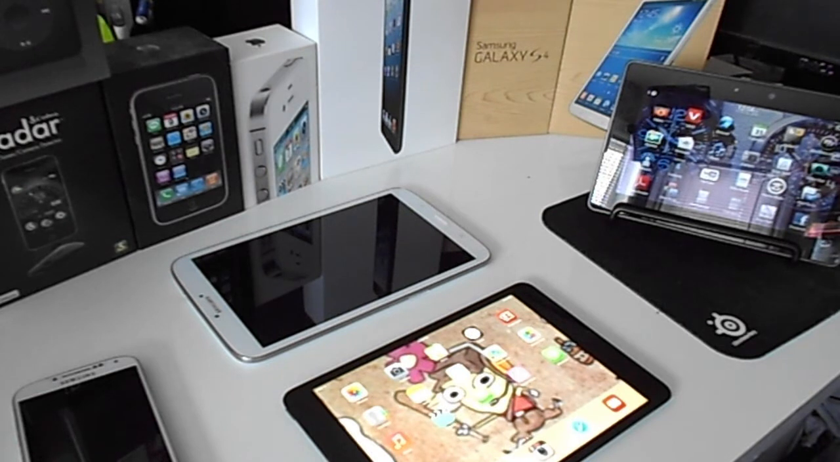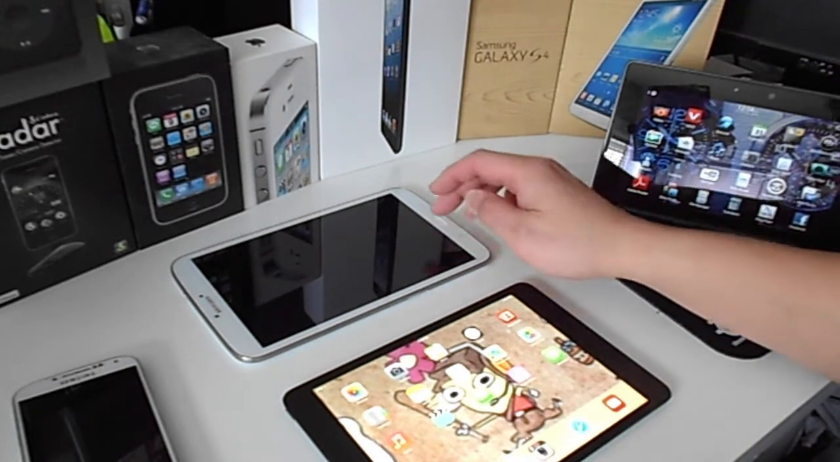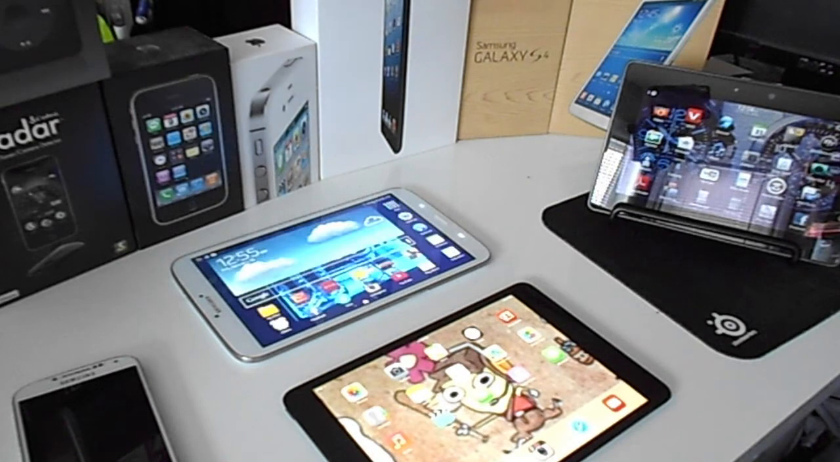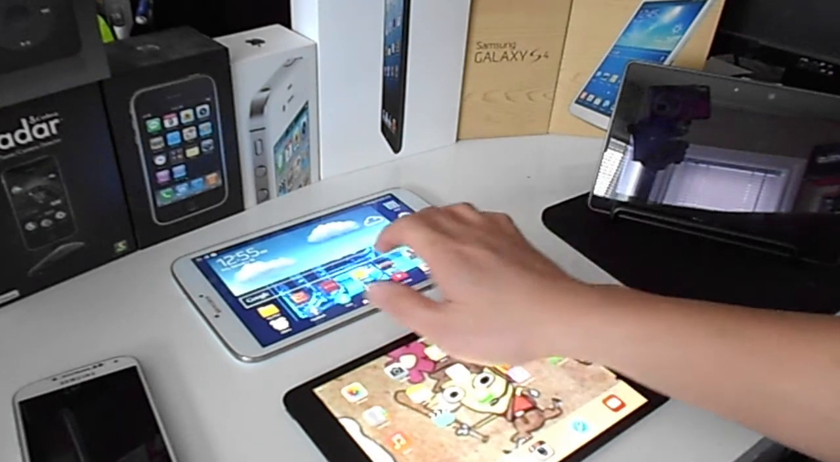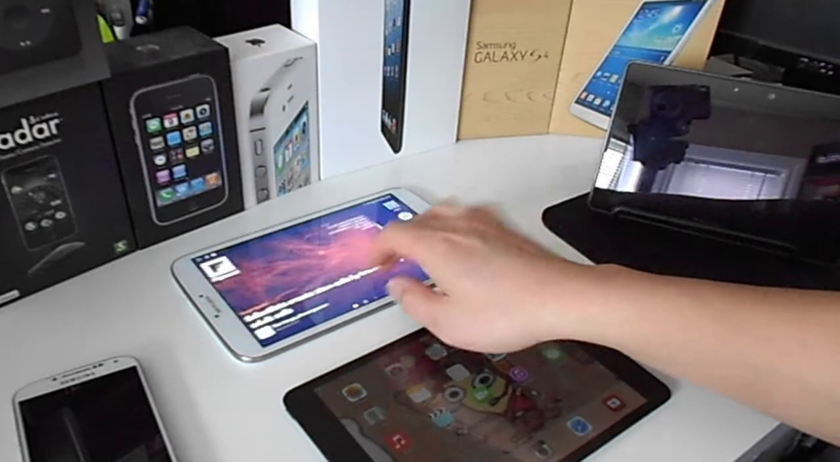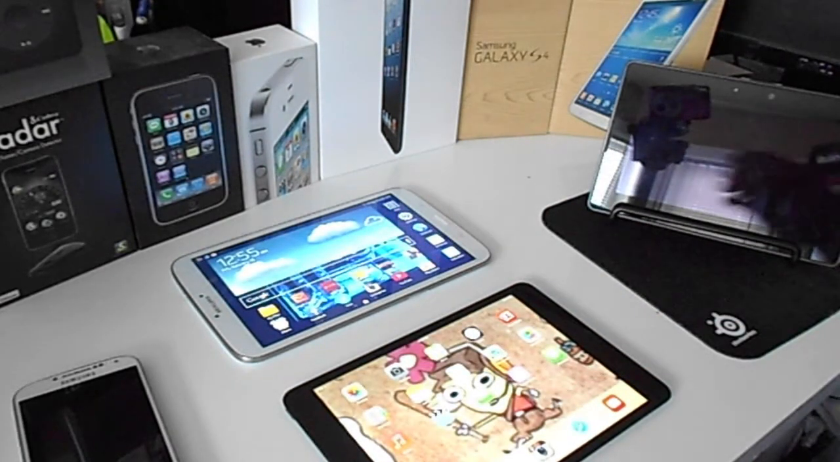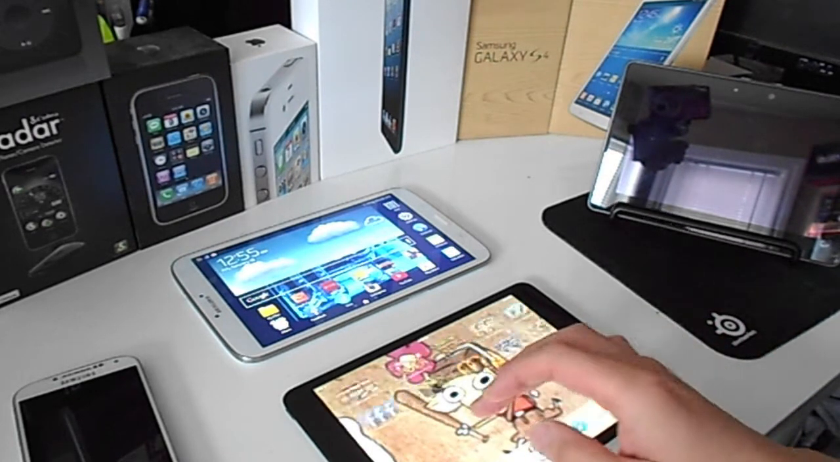So they both dropped in price now that they've been out in the market for about a year or so. I got my Tab 3 8.0 for a good price a few months ago for $229. At that price, I think it's very competitive compared to the iPad at its regular price, I think it was $419, something like that. They both have very similar specs.